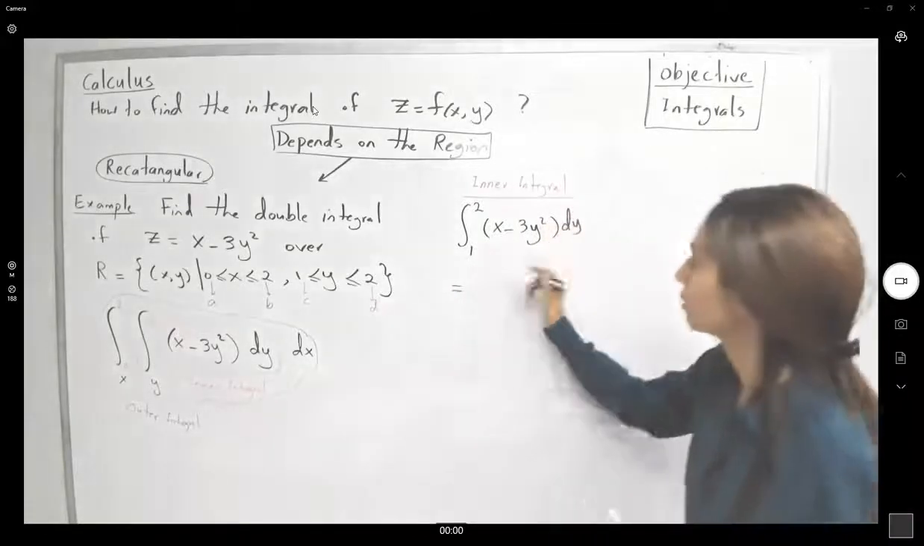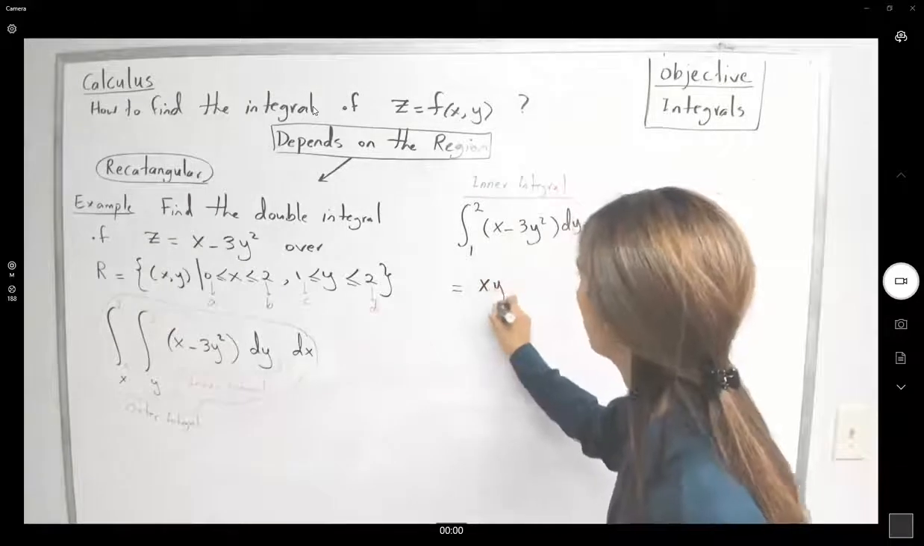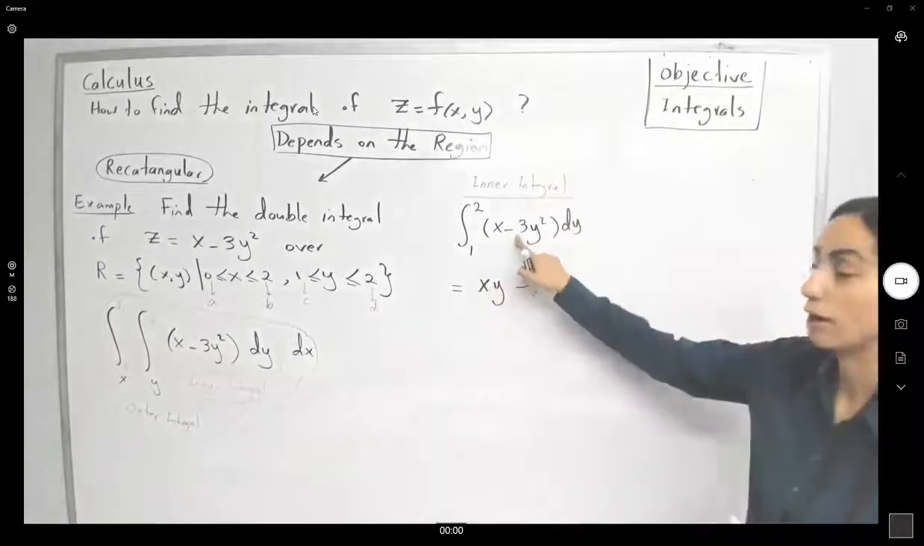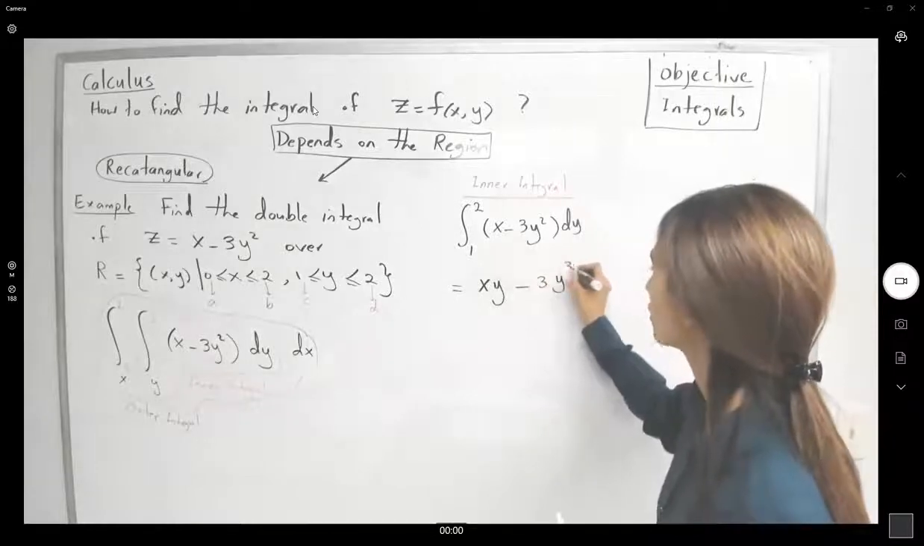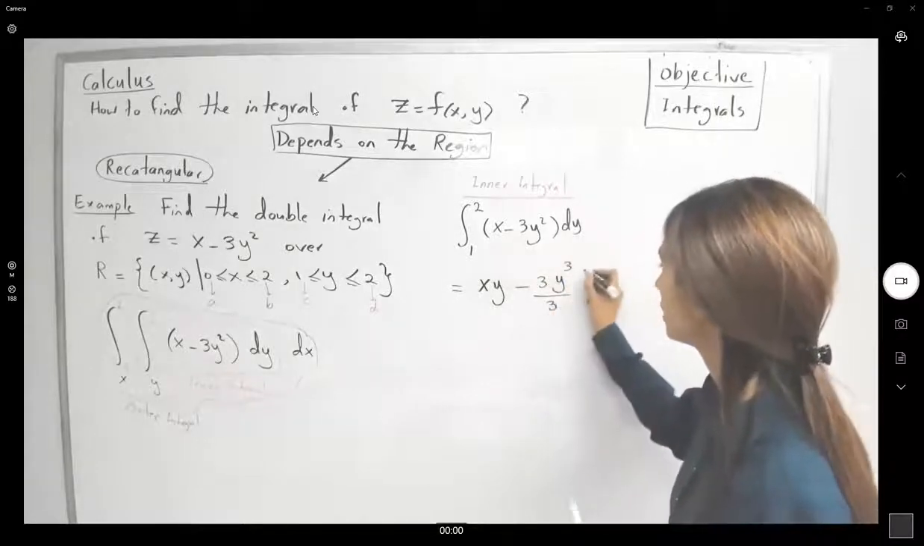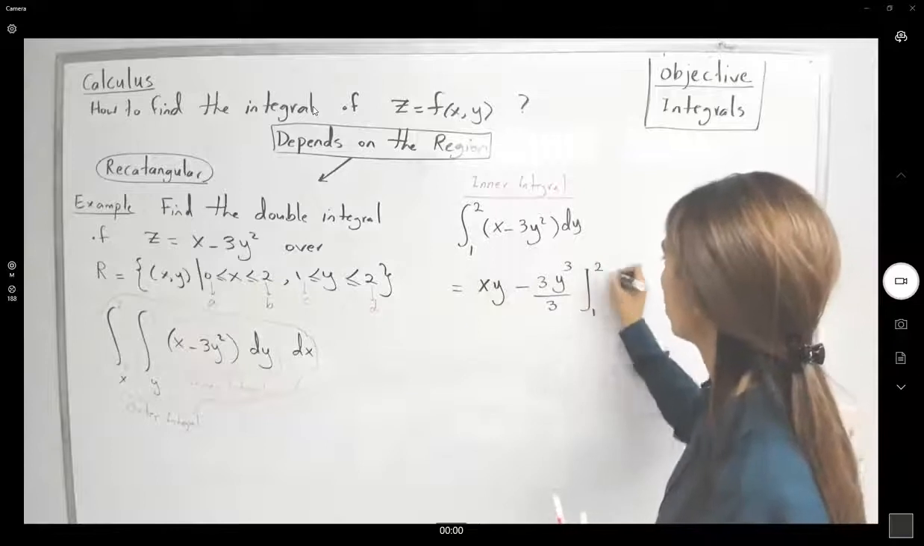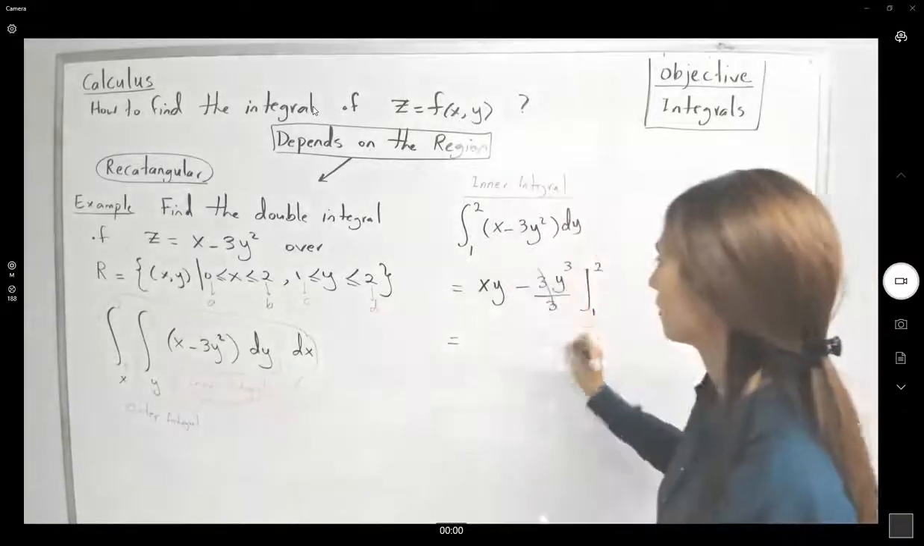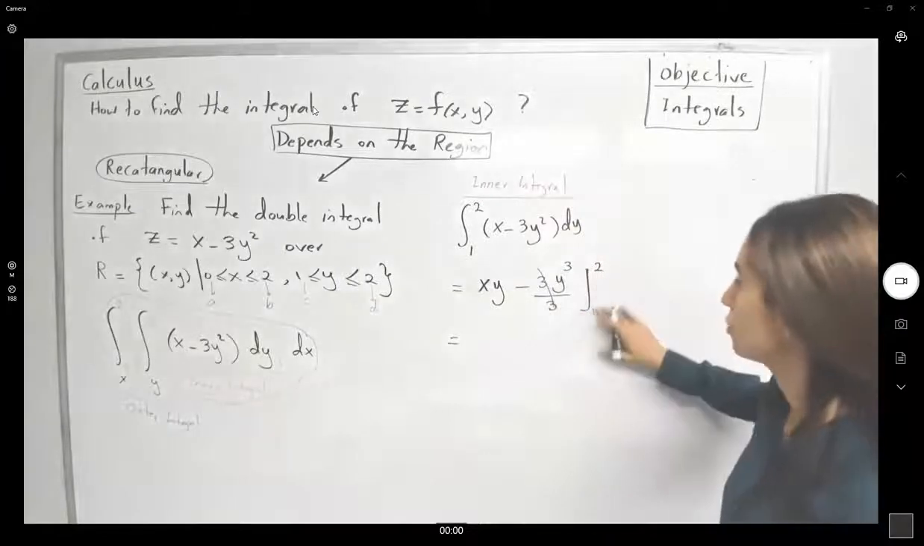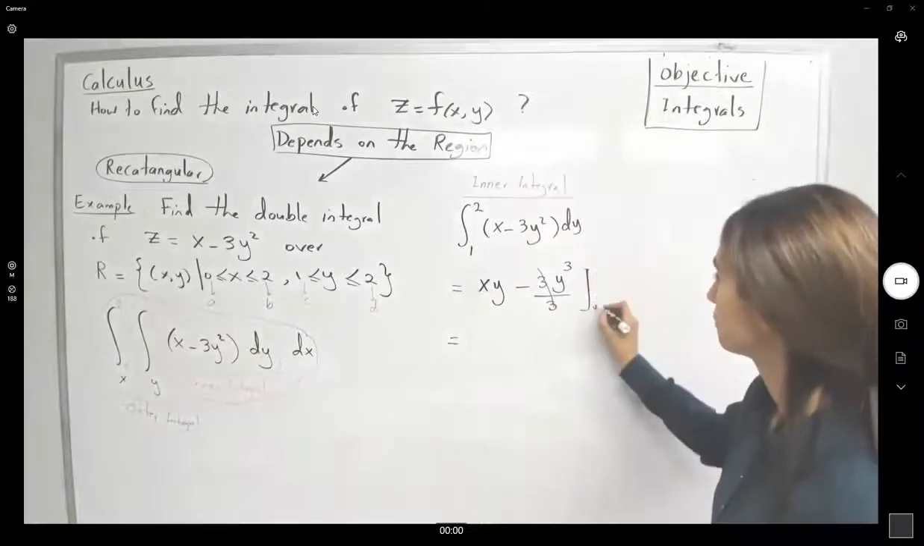Let's just write down the final answer. x times y minus, here you have 3y squared. You get 3y cubed divided by 3, and your y ranges between 1 and 2. So you can cancel out 3 and 3. Your y is 2, your y is 1.